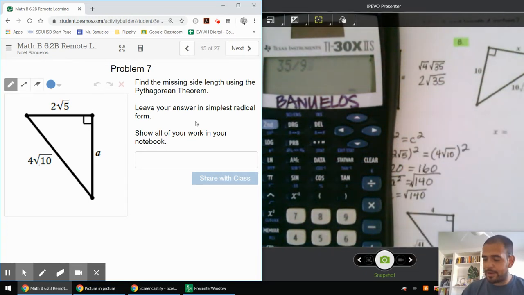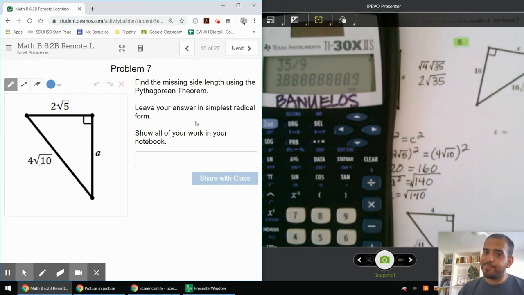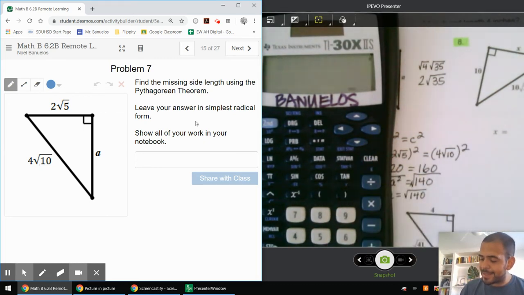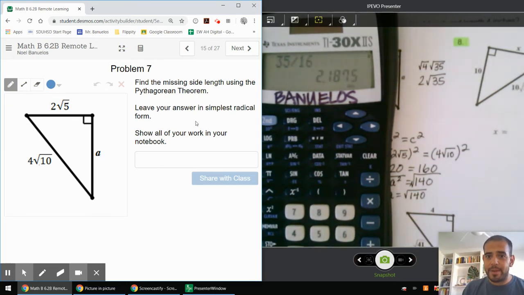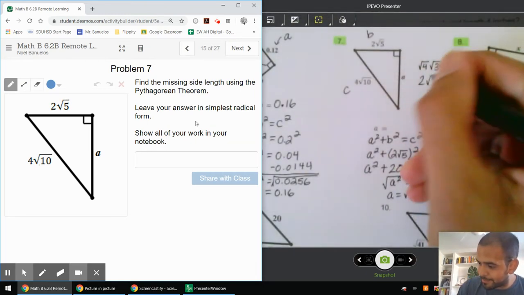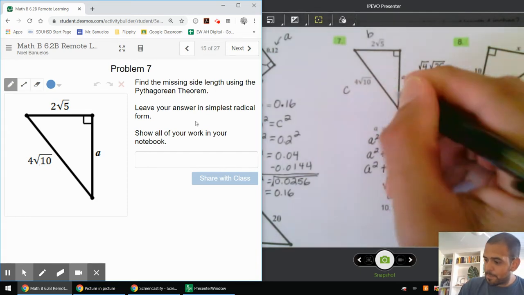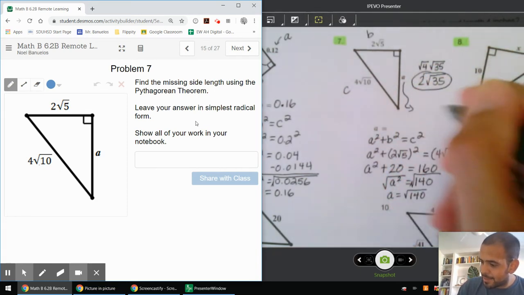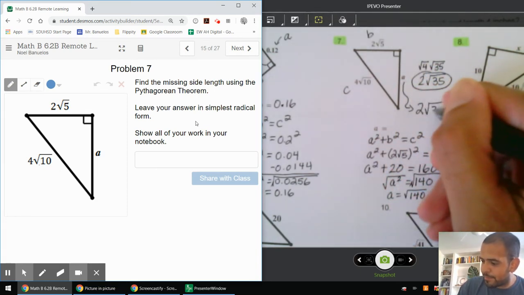Okay, because I'm trying to factor it out. Does it work? Nope, doesn't go evenly. What's next? 16. Does it go evenly? Nope. And then what's next? 25. Obviously not. So you get the point. This is simplified. We're done. So the missing side length is 2 square root of 35.